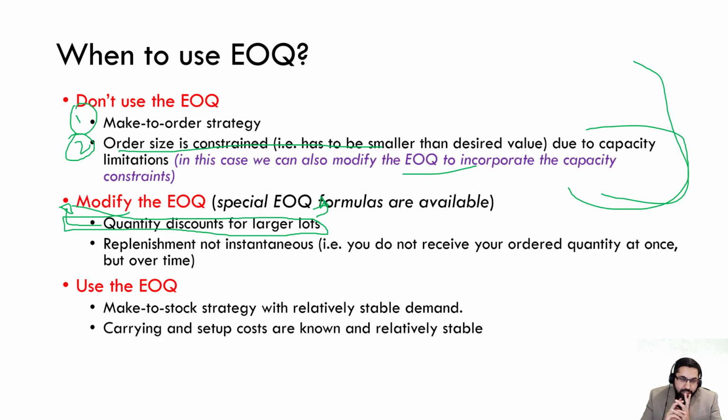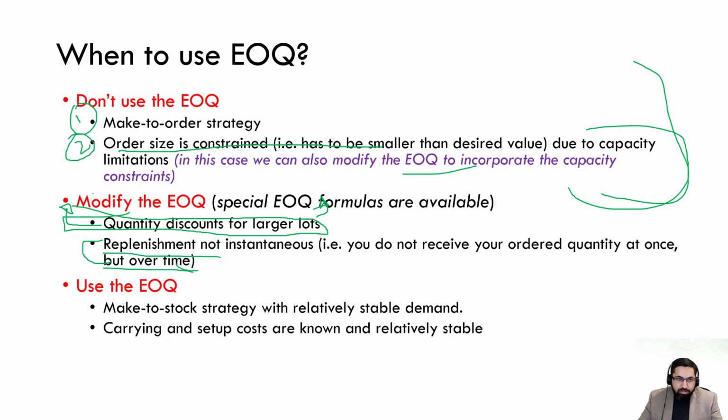The other situation where you have to modify the EOQ is if you get the quantity that you order over time. So let's say you tell the supplier, give me 200 pieces, and the supplier gives you 10 pieces a day for 20 days until you get 200 pieces. So you never got a batch of 200 pieces in one go, you just got 10 pieces a day over 20 days. In that case, you can also use a modified EOQ formula. You can't use the basic EOQ that we covered in this lesson.